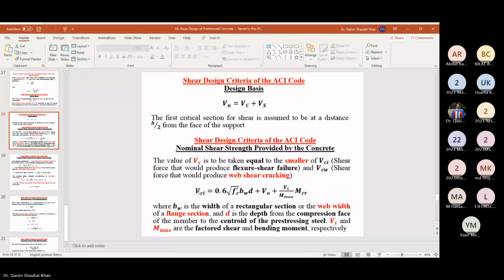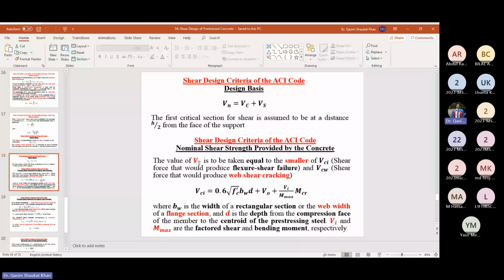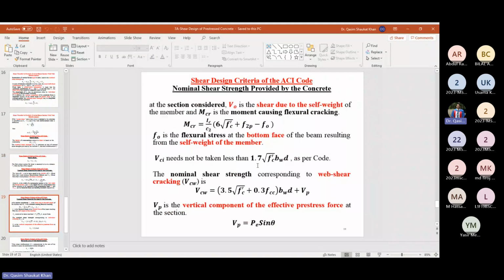And here we said that the nominal shear strength provided by the concrete, its value should be taken equal to the smaller of VCI and VCW. This is the formula for the computation of VCI, that is 0.6 √fc' bwd plus Vo plus Vi over Mmax into M critical. And this VCI need not be less than 1.7 √fc' bwd.